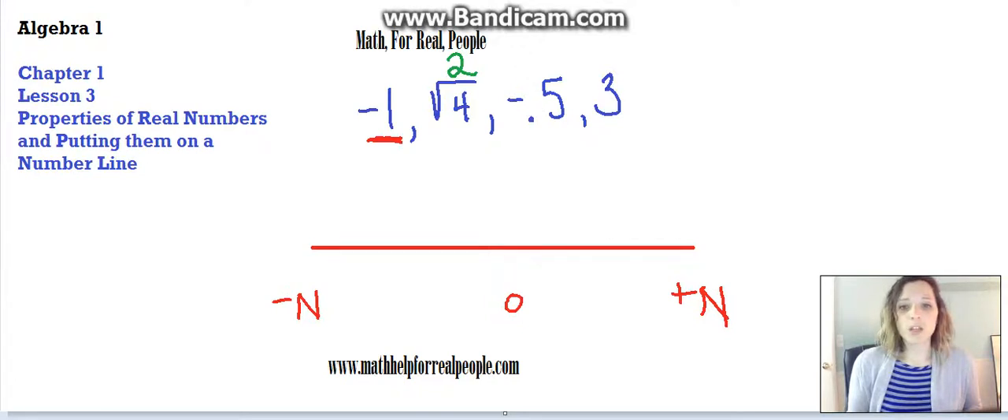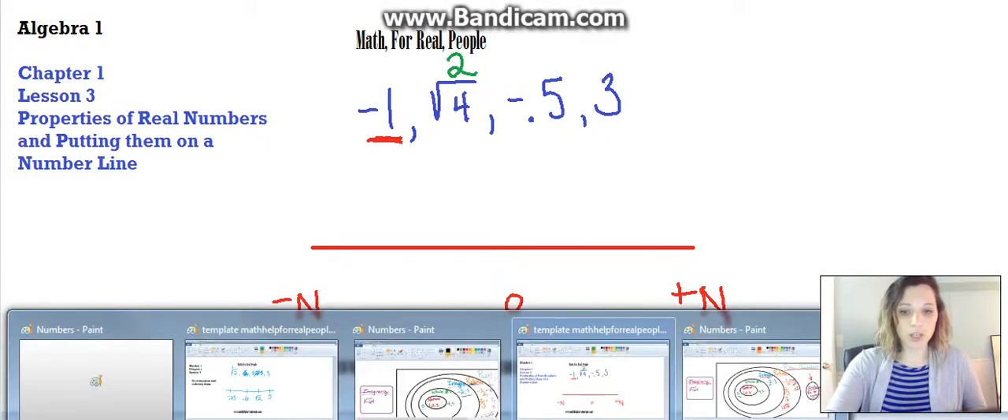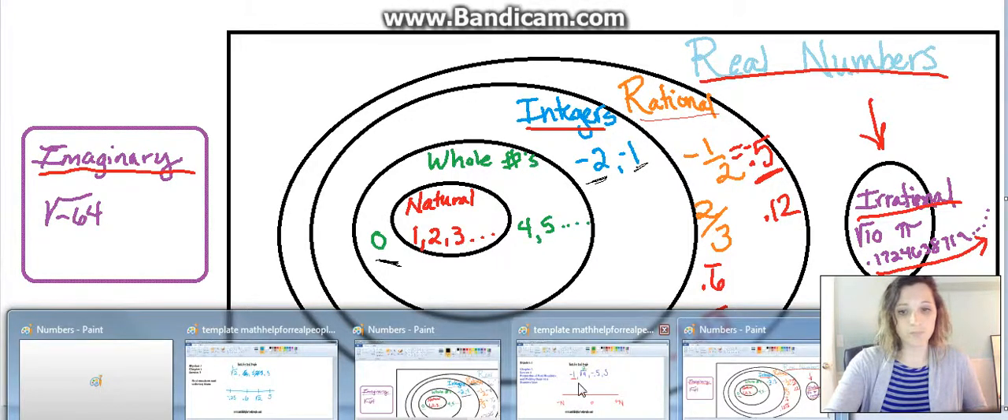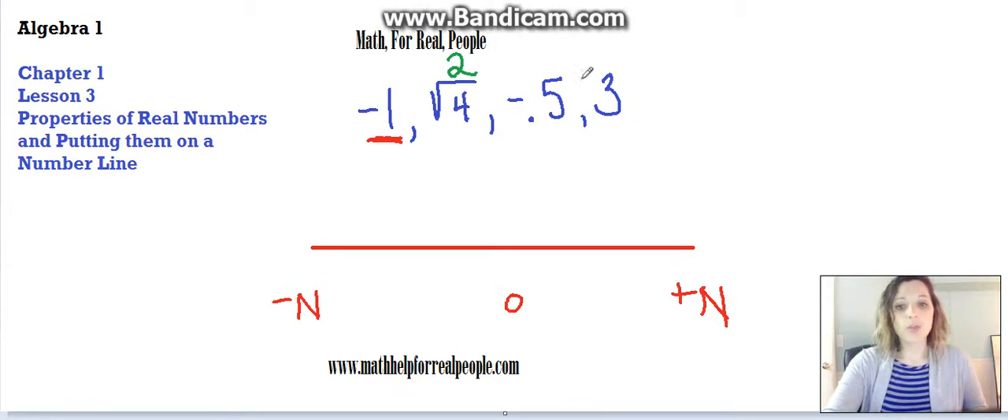And then we can look at the negative 0.5. Now it's negative, so you can think, oh, we can start by just looking at the integers, but an integer is a whole number. So that kicks it out to be a rational number. So negative 0.5 would be a rational number. And then 3, another whole number there. So natural number.